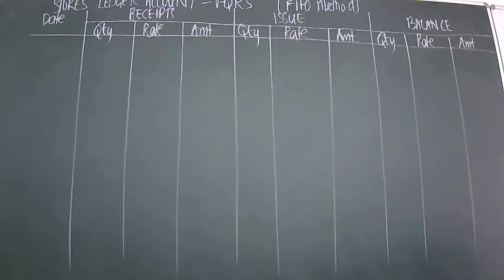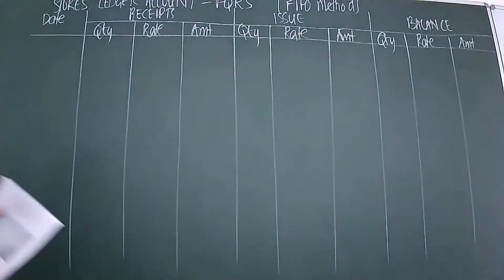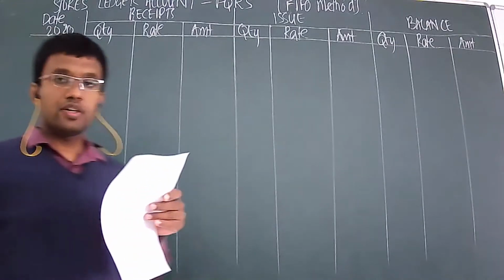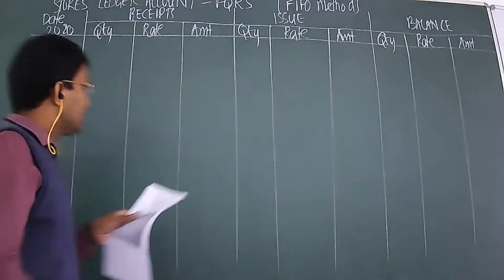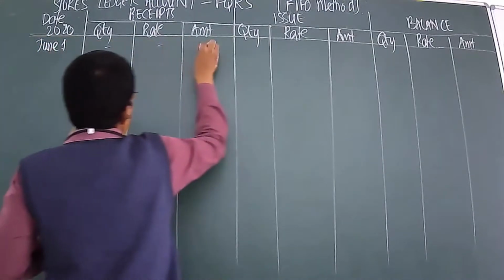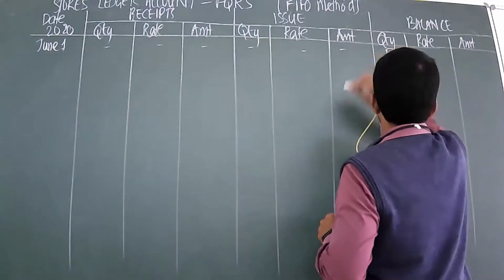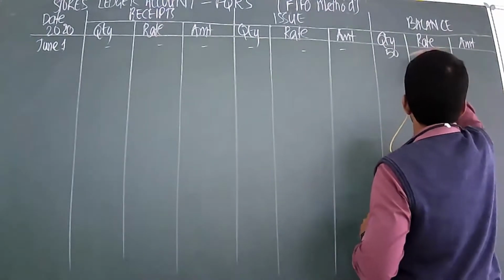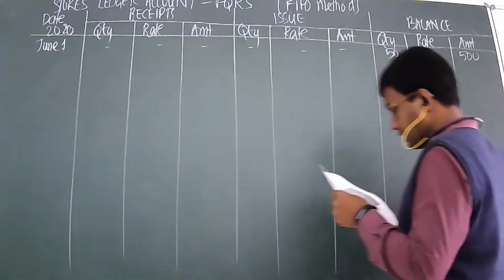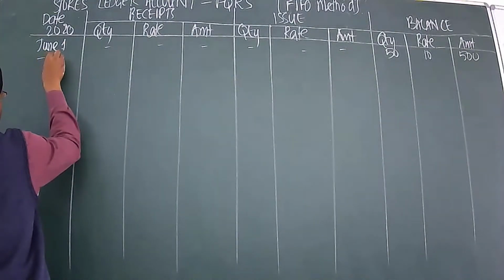So here in this question, we've been given that these transactions are for April 2020, and on 1st of April they have given us the opening balance. The opening balance is 50 tons, which was bought at 10 rupees. When you work this out, you realize that the total price is 500. So the total amount works out to be 500.